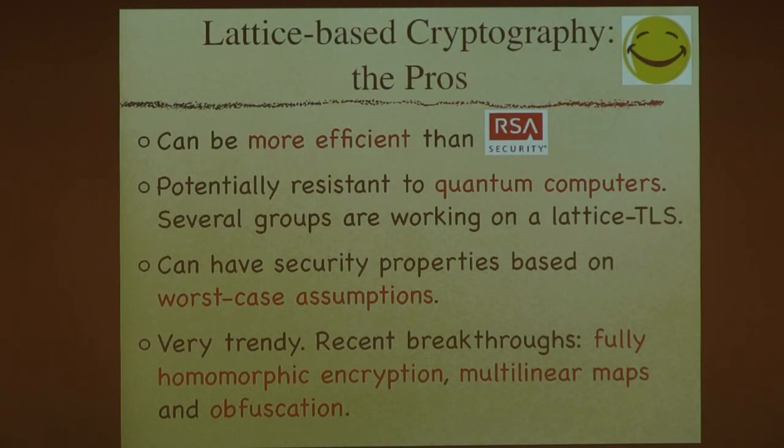As you must have heard, there have been a lot of recent breakthroughs. There's been fully homomorphic encryption, multilinear maps, and obfuscation. But as you know, things are evolving very fast. So for instance, many of these multilinear maps, maybe all of them, have been broken right now. So it just tells you how trendy it is. Everybody is looking into this right now.